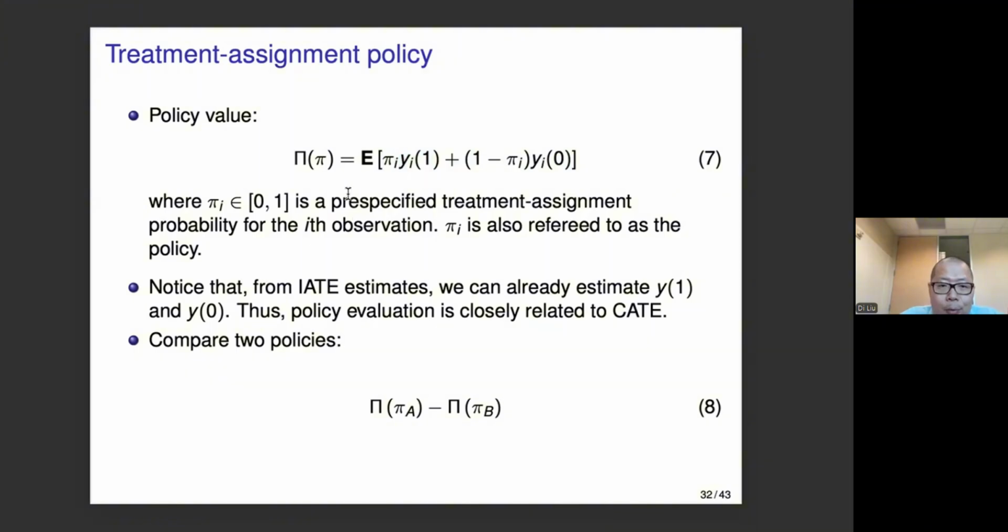And this is the value for one policy. If we have two policies, we can just compute the difference between these two policies, and that tells us whether the difference is positive or negative.